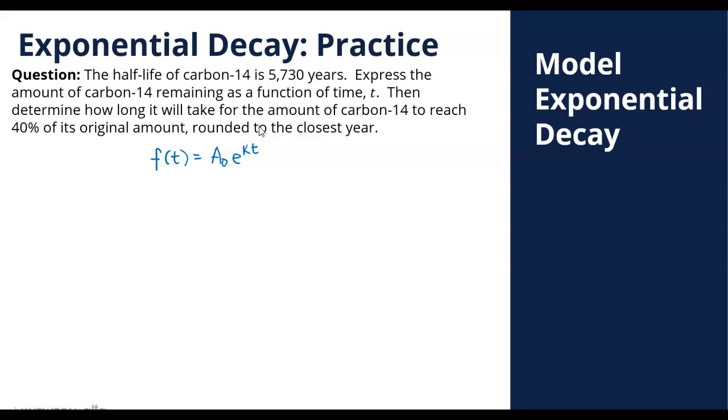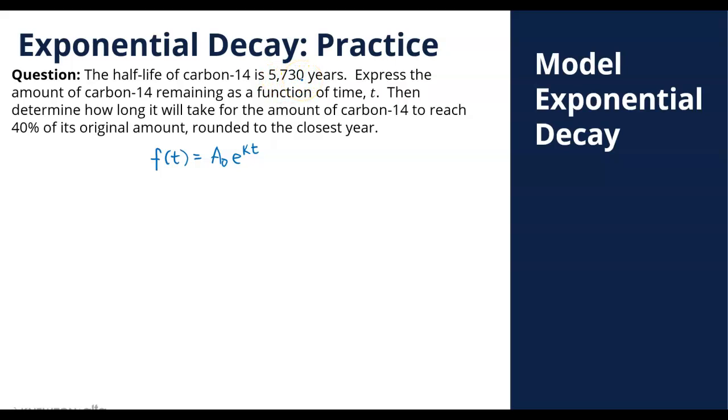So we will set up the equation using the formula here. f of t is the amount of carbon-14, and a sub 0 is the initial condition, the amount of carbon-14 at time t equals 0. And k here is the decay constant.